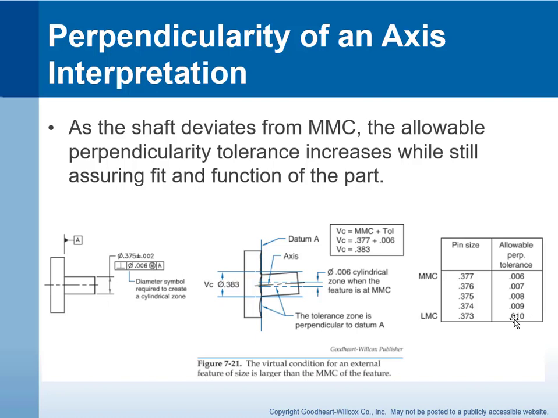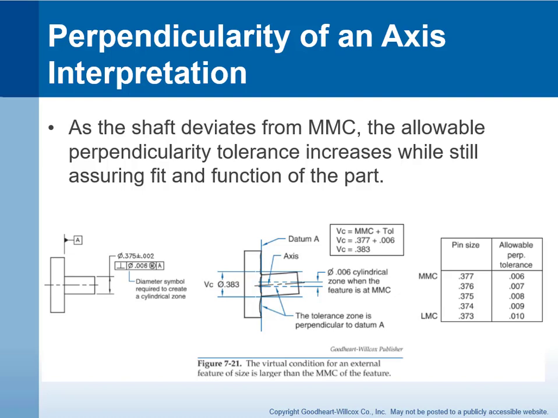So again, this is a virtual condition, allows our parts to fit. So essentially, as we deviate from the maximum size, we get more room for our perpendicularity tolerance to vary more. So that's what it means when we apply these tolerances with a maximum material condition modifier.